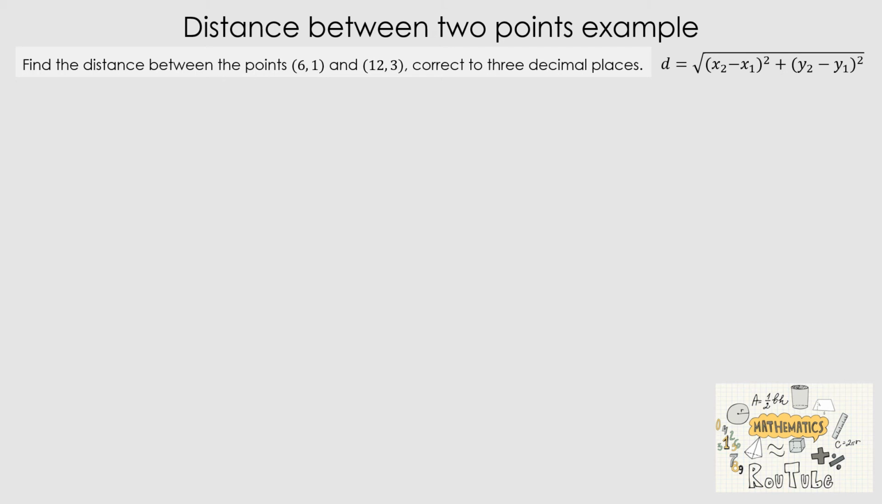So here we go. Find the distance between the points (6, 1) and (12, 3) correct to 3 decimal places. I'm just going to highlight that so we don't forget to round accordingly. We need to round to 3 decimal places once we get the specific value. Like we did for the midpoint, let's write down the actual formula and then substitute the values into that formula.